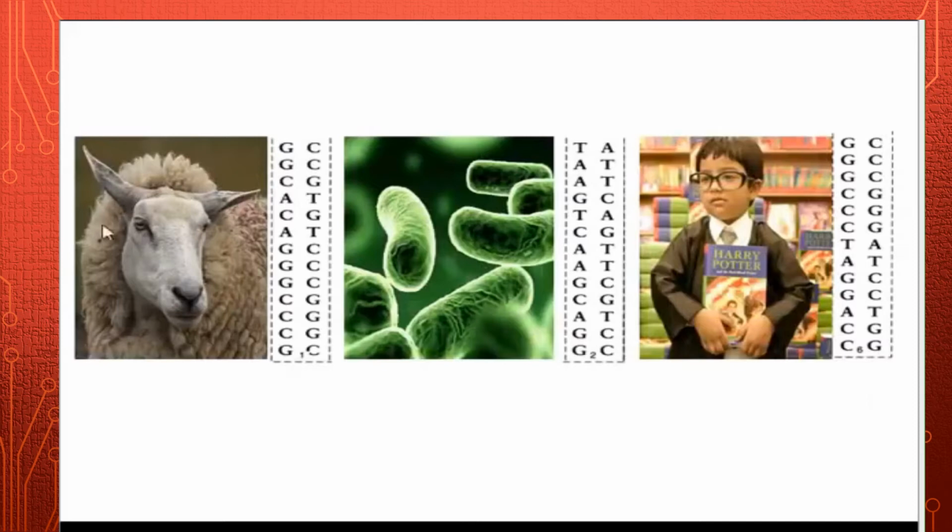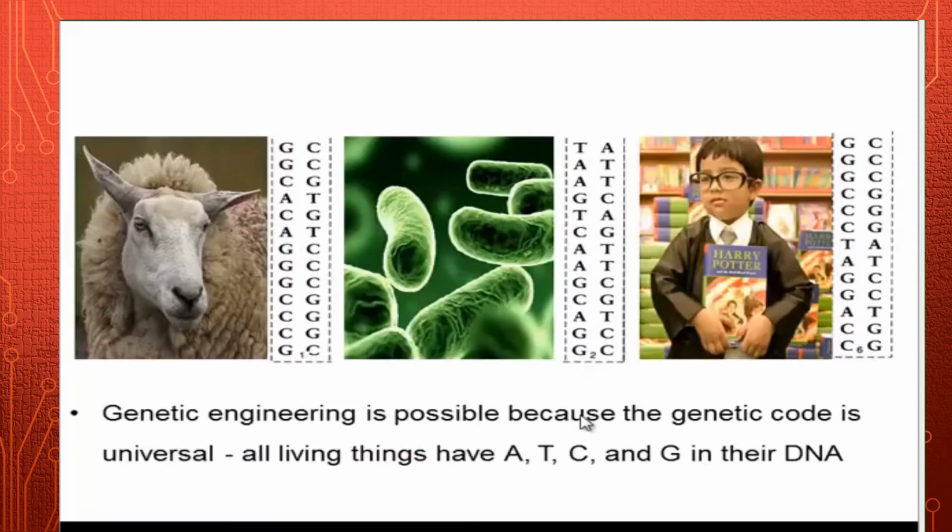So if we were to take a look at the DNA of this animal, the DNA of this bacteria, and the DNA of this little boy, we would see some differences, but they're all made up of A, T, C, and G. Now, the sequence might be different, but they're speaking the same language. And because the genetic code is universal, we can combine DNA from different organisms, and genetic engineering is a reality.